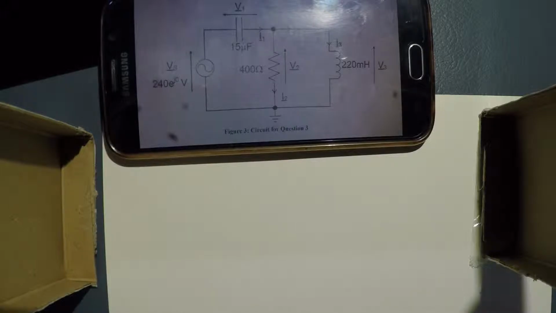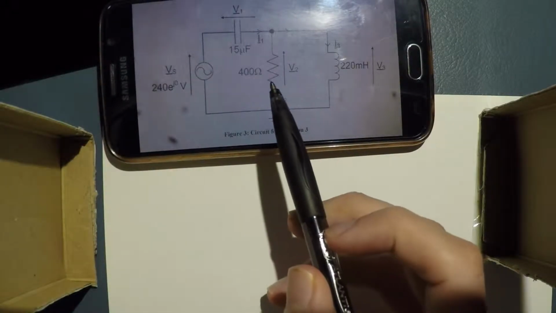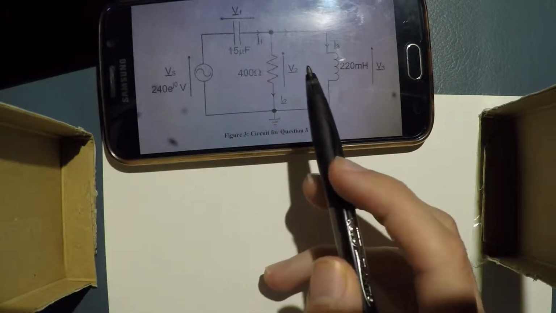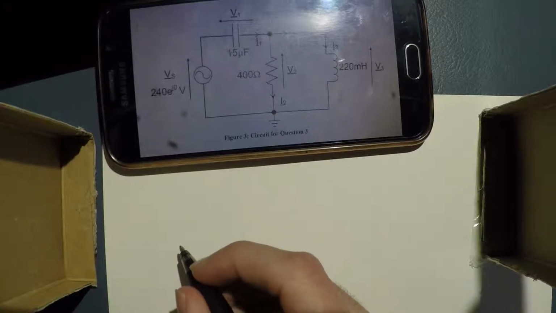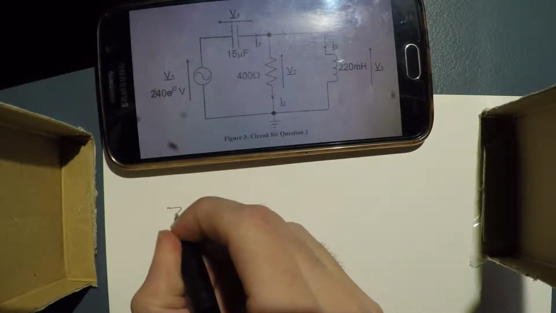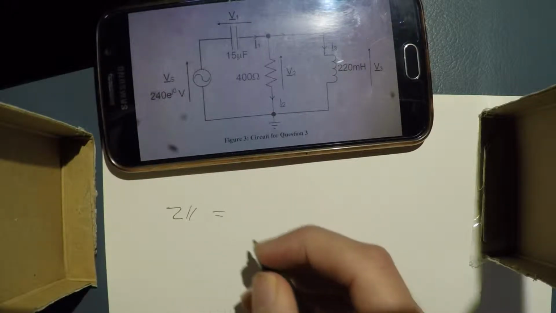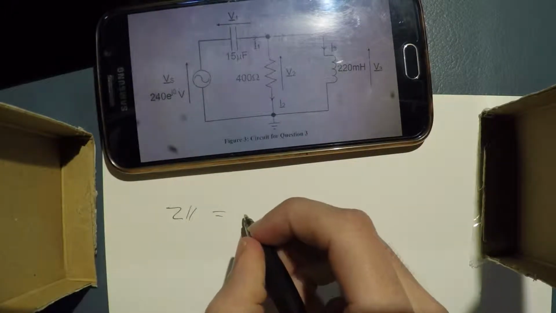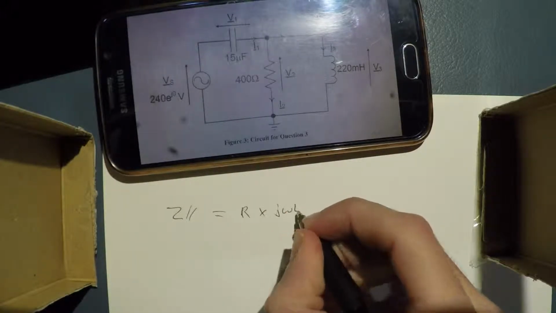Now, let's start by combining these two impedances. So we're going to do that first. I'll write impedance, and they're in parallel. So I'll put impedance parallel equals R multiplied by J omega L.